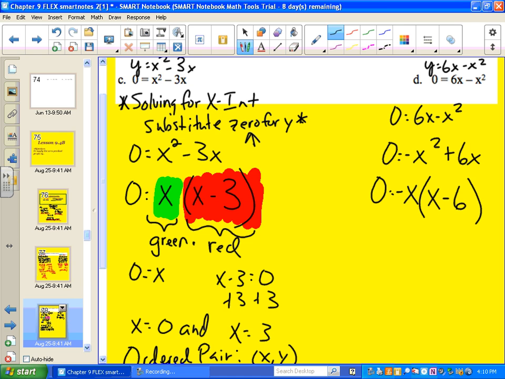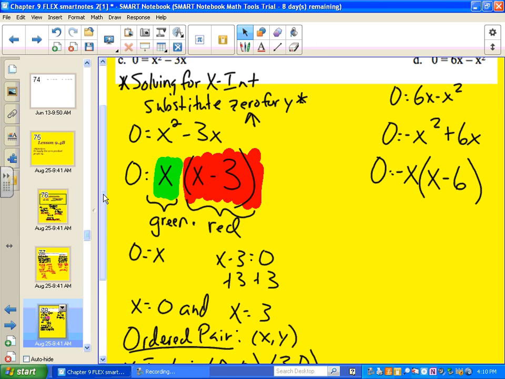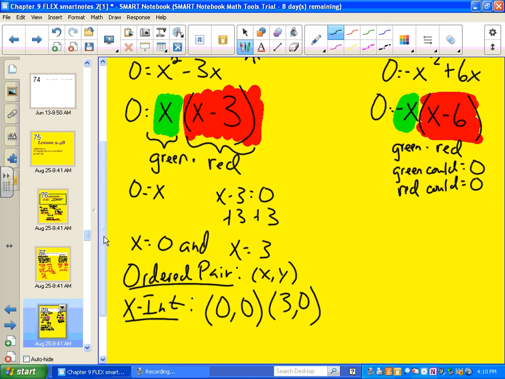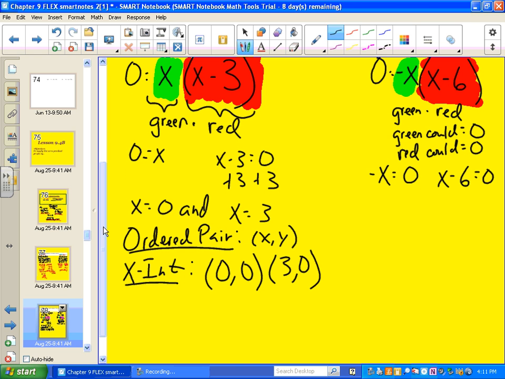inside the parentheses. From here, I'm going to shade again. We have this greenish color, and then we have the red here. So once again, we have green times red. So green could equal 0, or red could equal 0. We don't know which one, so we're going to set both colors equal to 0. So we have negative x equals 0, and x minus 6 equals 0. So on the left, we have negative 1x equals 0.